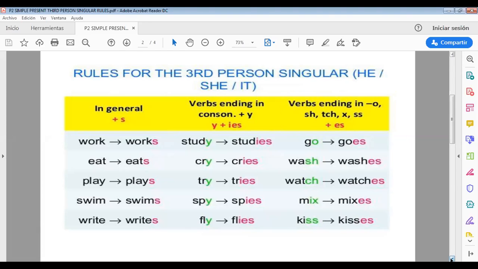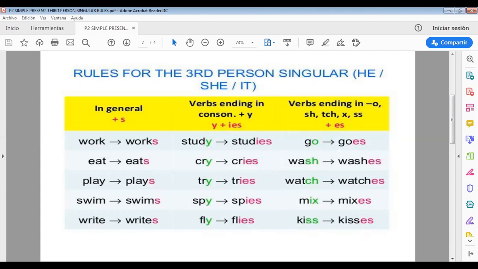In general, we add S. For example, I work. He, she, it works. You eat. He, she, it eats. You play. He, she, it plays. They swim. He, she, it swims. I write. He, she, it writes. I study. He, she, it studies. You cry. He, she, it cries. They try. He, she, it tries. I spy. He, she, it spies. You fly. He, she, it flies.